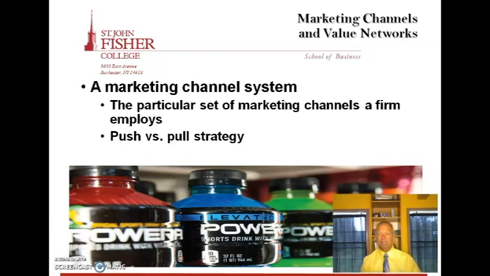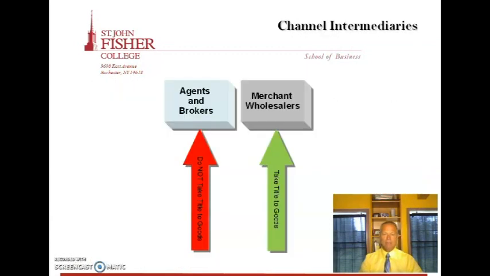You need to understand that because that is one of the key concepts of any marketing manager. So now there's two types of channel intermediaries. There's agents and brokers and there's merchant wholesalers. The difference between the two, really the only difference between the two, is agents and brokers don't take title to the goods. They don't own the goods. What they do is they bring buyer and seller together. Merchant wholesalers, and that includes distributors and retailers and all those other things, take title to the goods.